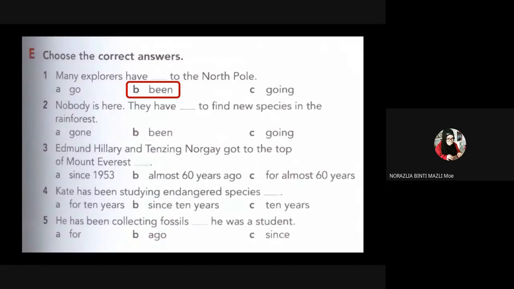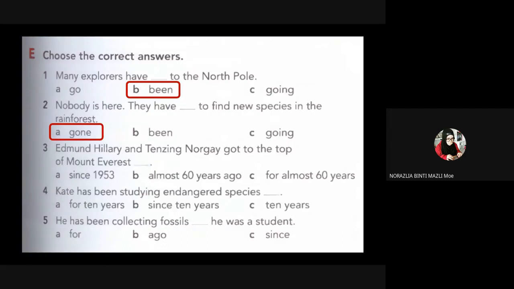Okay, number 2. They have to find new species in the rainforest. Kalau kita kata they have to find pun dah okay kan. Tapi nak kata yang in the rainforest, they go there. Okay, so they have gone. Going. Let's check. Yes, you are right. They have gone to find new species in the rainforest. Ingat je, kalau yang ni dia kena pakai bentuk yang number 3 tu.